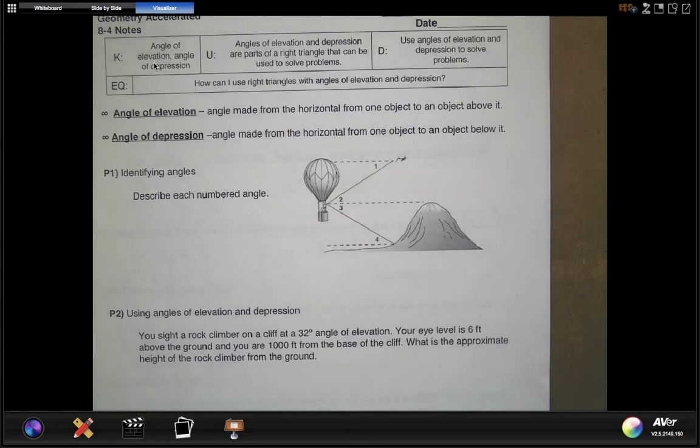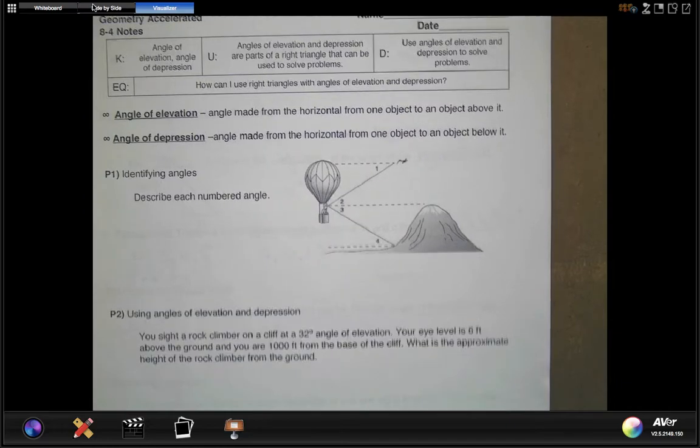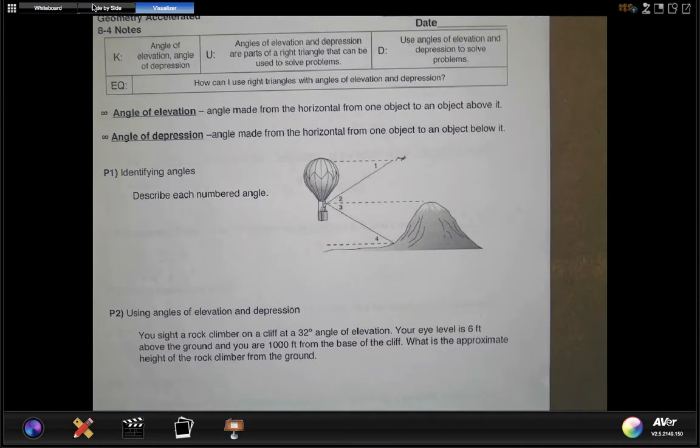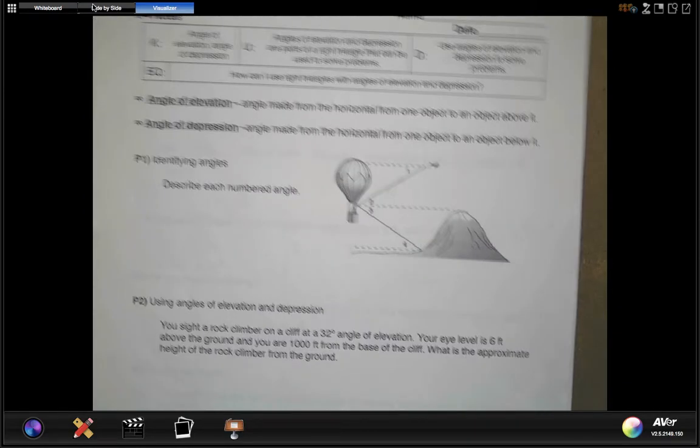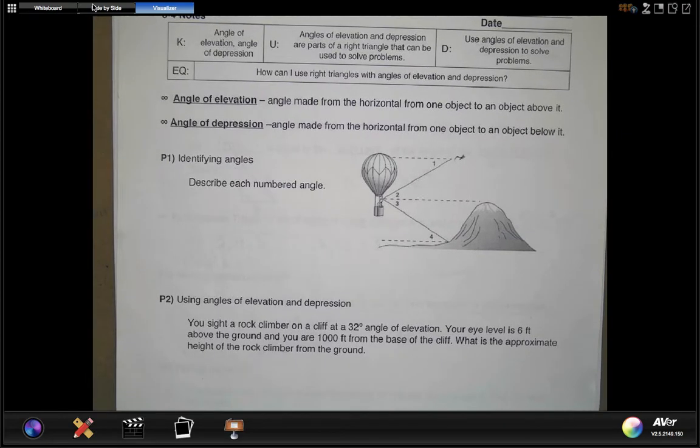In 8.4, we're going to continue to use our tangent, sine, cosine, all those trig functions. We also just have a couple of new terms here. So we have this idea of an angle of elevation and an angle of depression.